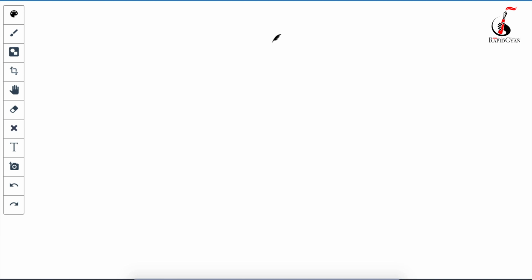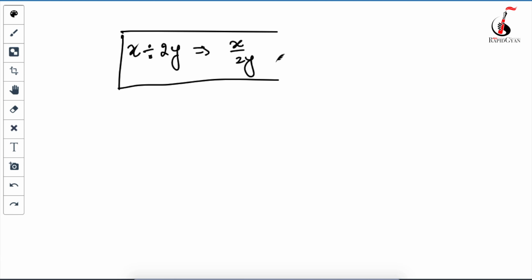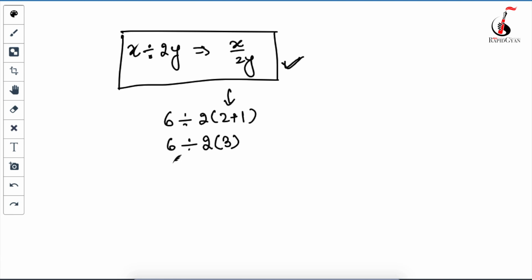So if you know, something is written like this: x divided by 2 times y. Can I write this in the form x upon 2y? Yes, because our maths textbooks, whatever we have studied till now, say this is correct. But it's actually not correct in all cases. Like in your problem. Your problem was 6 divided by 2 in bracket 2 plus 1. So the first thing is of course the bracket. So this will become 6 divided by 2 times 3.